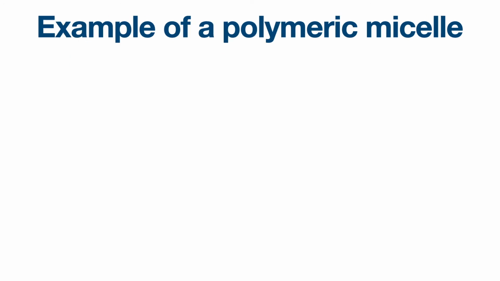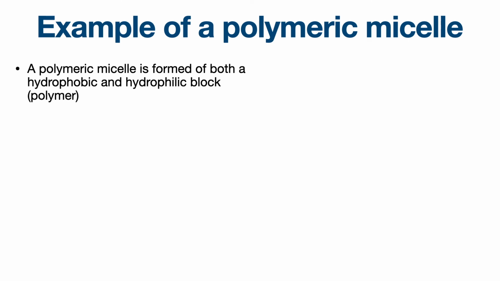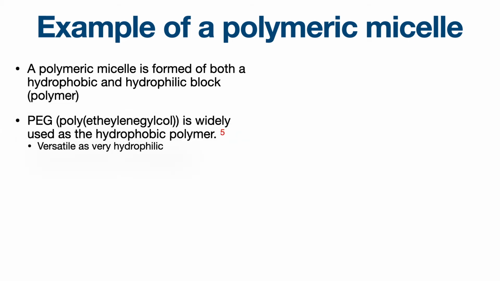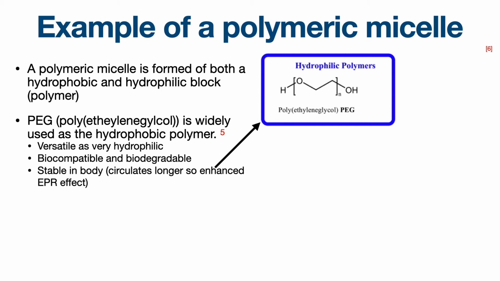So it's now worth having a look at an actual example of the polymers used in these micelles and what they are actually formed of. So just to recap, they are formed of both a hydrophobic, so water-hating, and a hydrophilic, water-loving section. The hydrophilic polymer is generally PEG, something called polyethylene glycol, which is widely used. There are others used, but that's the main one. It's used widely because it is versatile, because it's really, really hydrophilic, so will be very soluble in the blood. It's also biocompatible and biodegradable, so it is fairly safe, non-toxic, environmentally friendly, and it's also stable inside the body. And you can see the structure up here of PEG.